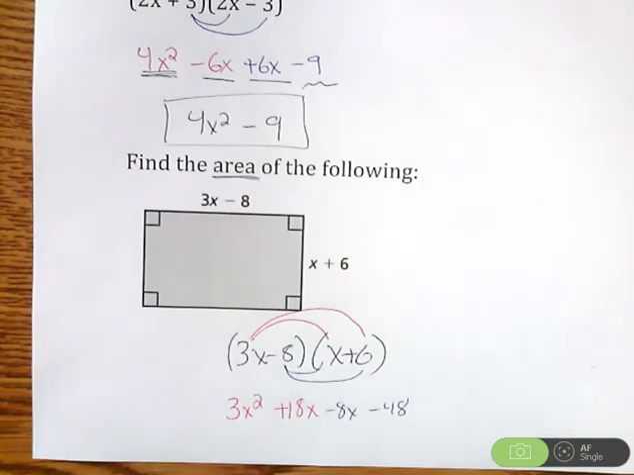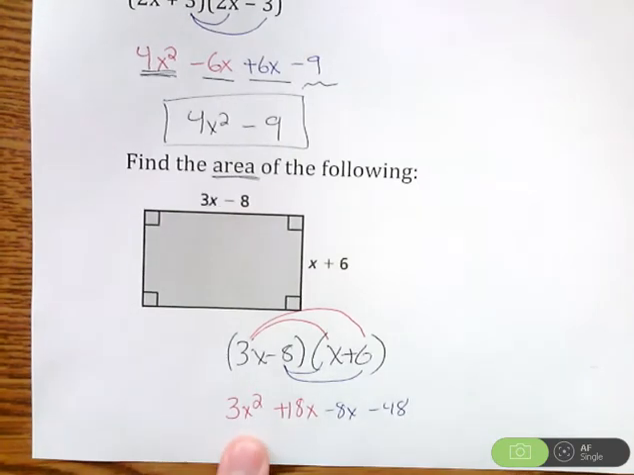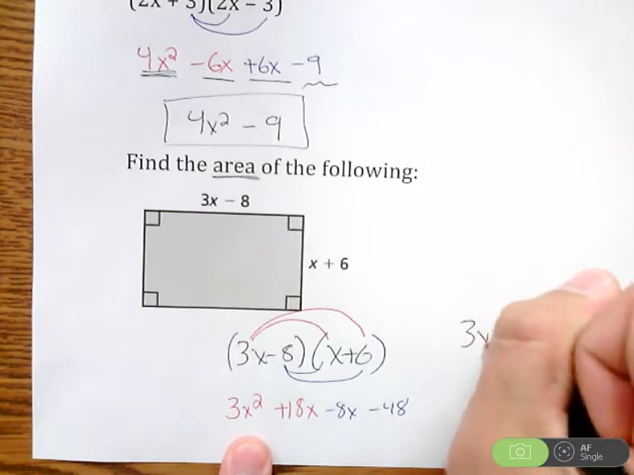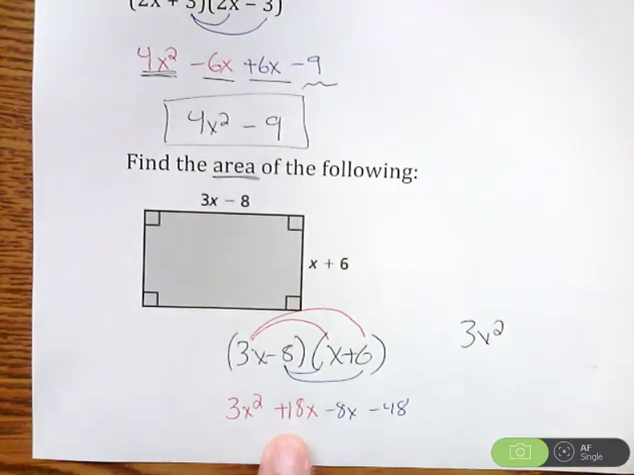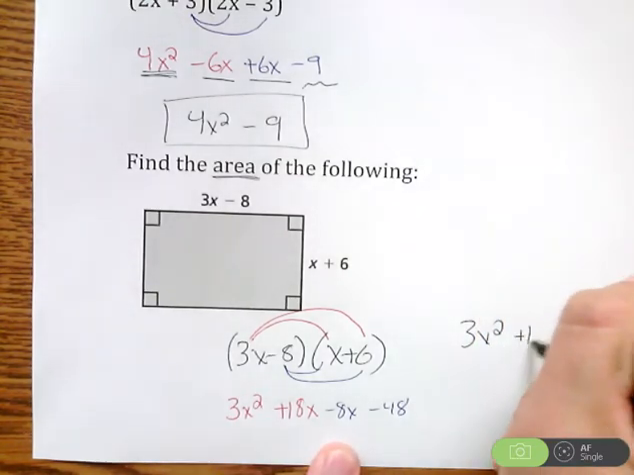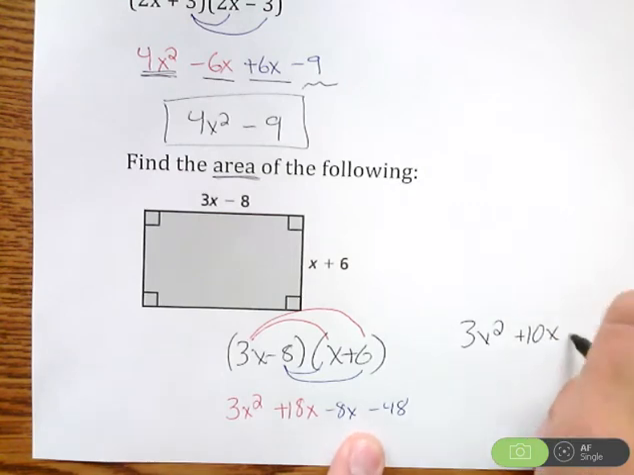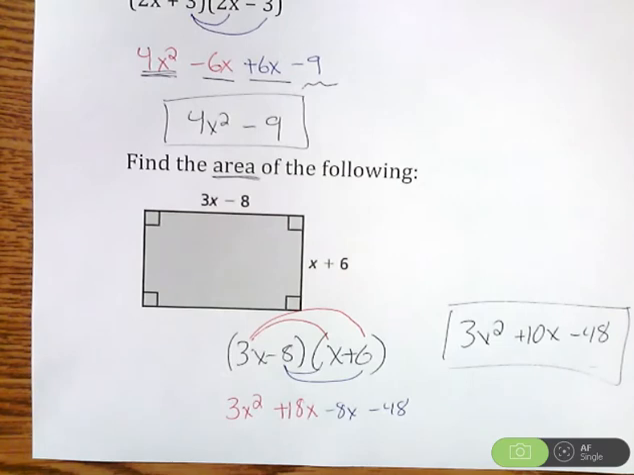So when you combine like terms there, start with the highest power, which is 3x squared. And then go 18x minus 8x, which is 10x. And you end with minus 48. So that would be the area of the rectangle. And that is multiplying polynomials 2.